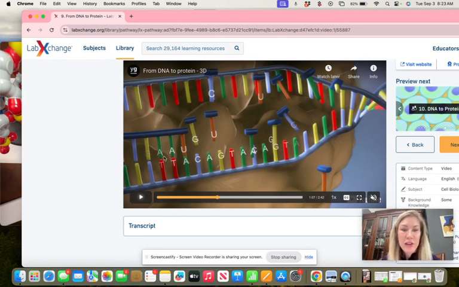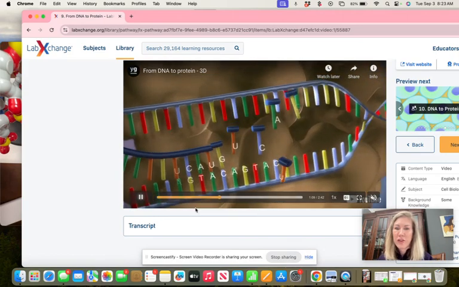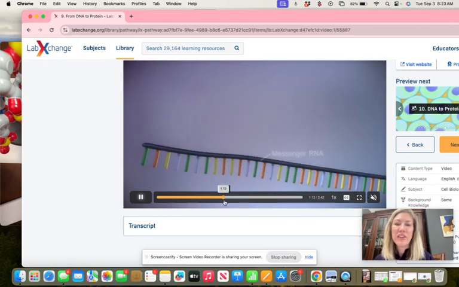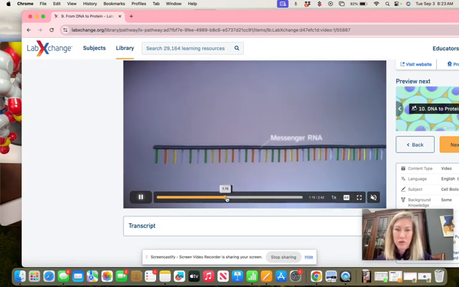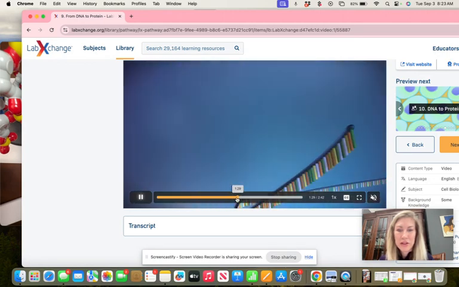So this uses the basic base pairing rules, right? A's bond with U's instead of T's. C's are still with G's. And this copies the length of the gene that is needed, right? So I go for as long as the gene. This peels off and it's going to leave the nucleus through the nuclear pores. And I might speed it up a little bit.